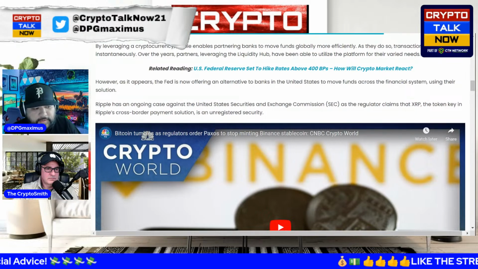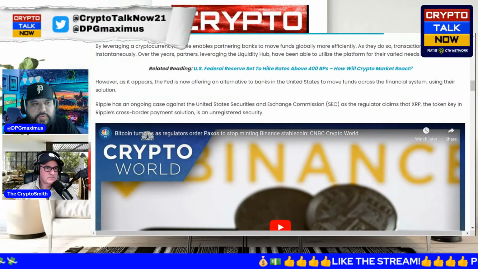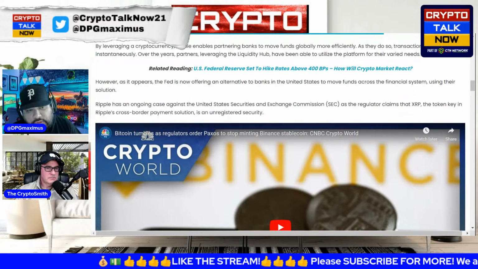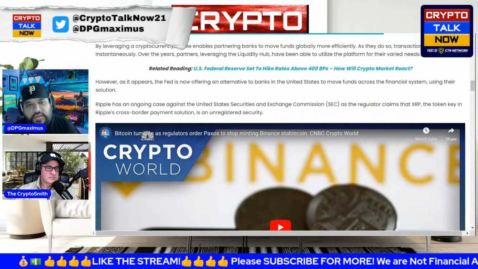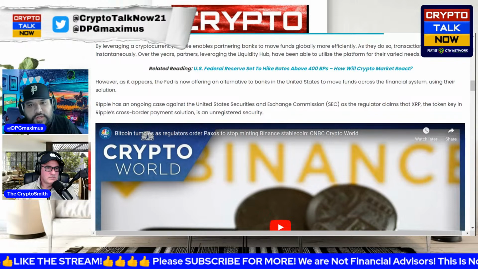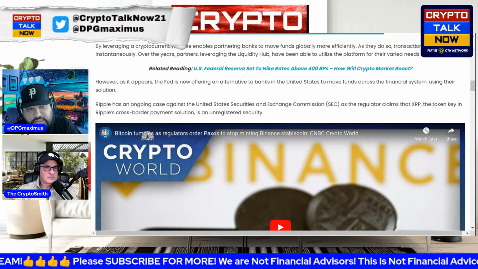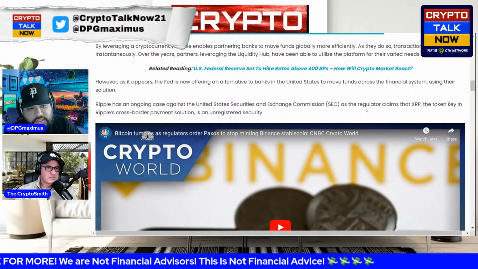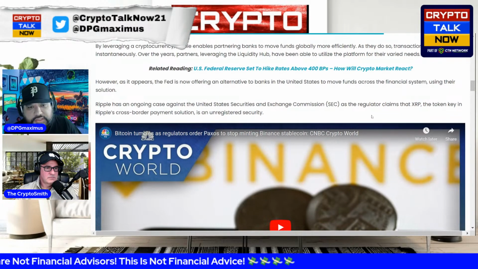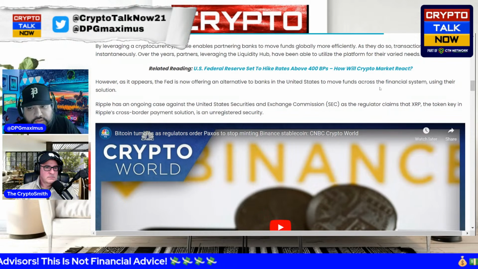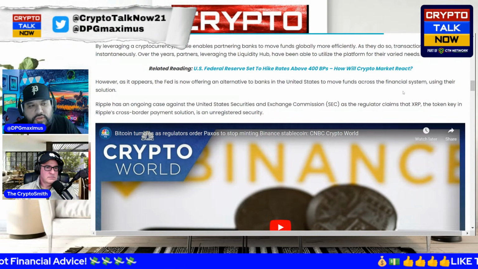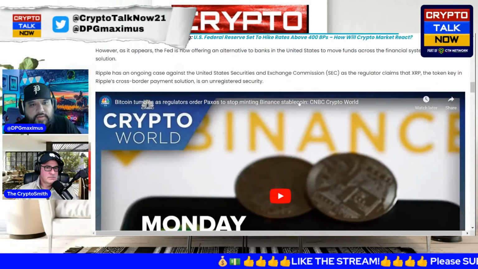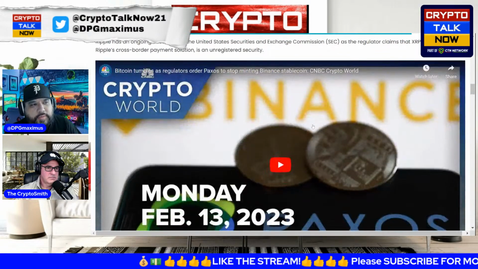As they do so, transactions are settled instantaneously. That's why we are putting so much focus on, well, what about this whole thing with FedNow, quote, instant payments? Over the years, partners leveraging the liquidity hub have been able to utilize the platform for their varied needs. But as it appears, the Fed is now offering an alternative to banks in the United States to move funds across the financial system using their solution. And of course, people are still going to say, Cypherium, let's go.